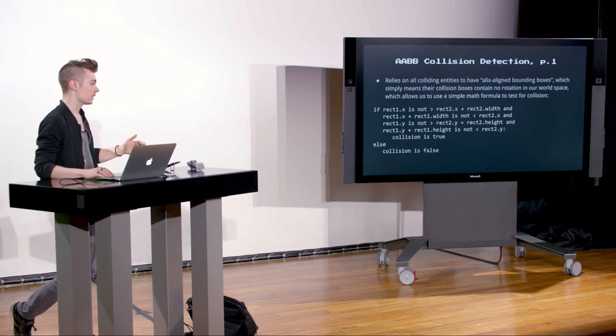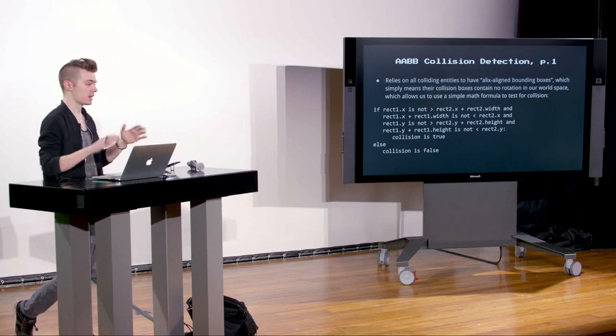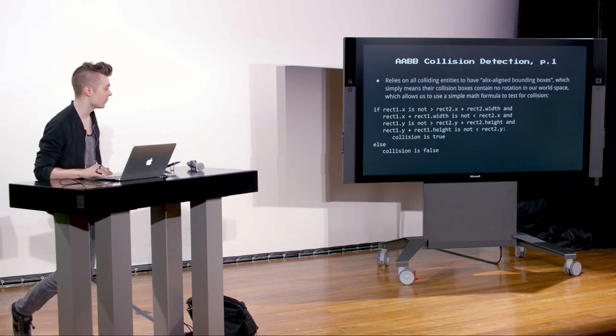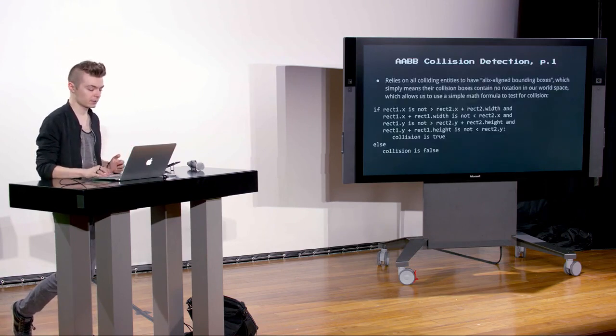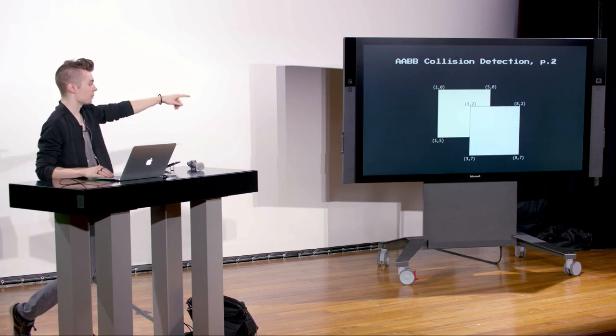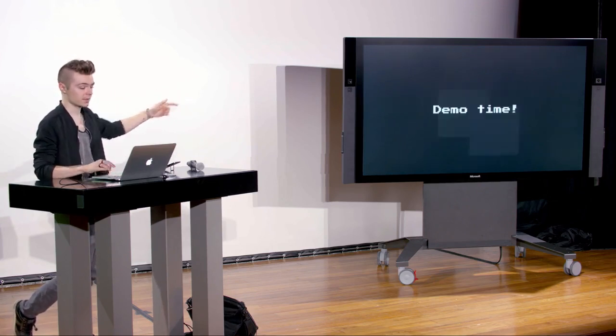We know that because we haven't fulfilled any of those criteria. But we know that if that's not true, if one of the edges is not beyond the opposite edge, then we do have a collision. So it is going to be true.